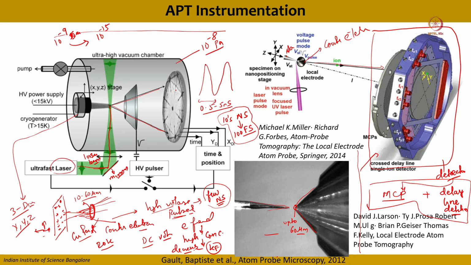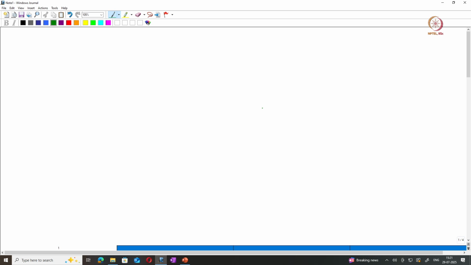Now we will talk about particle detection. So how these ions get detected by using this particular detector, which is composed of the MCP and the delay line detectors. Fine. So now we will talk about particle detection.